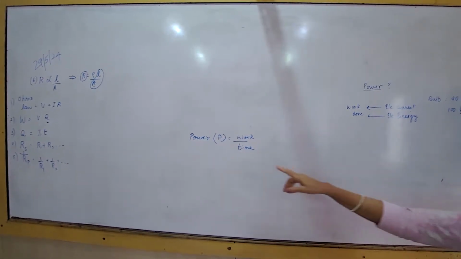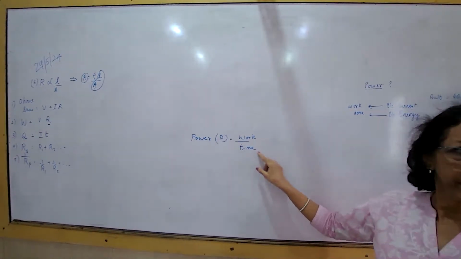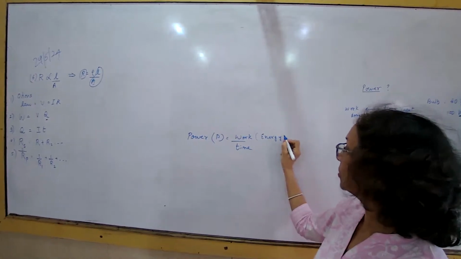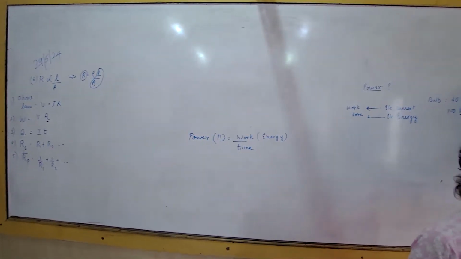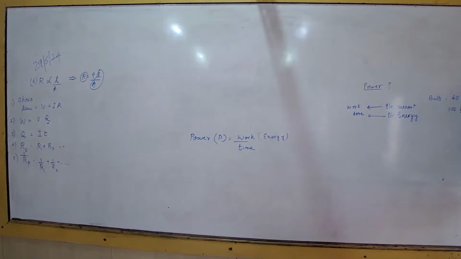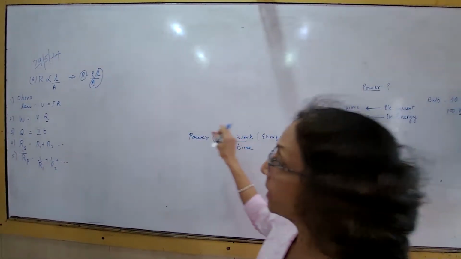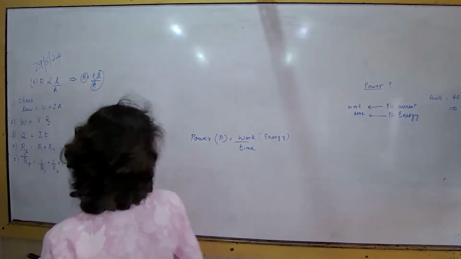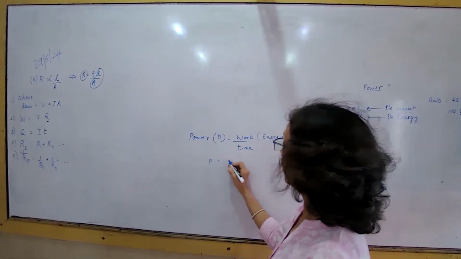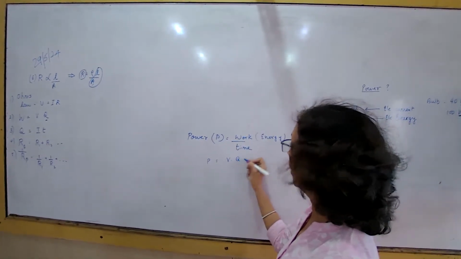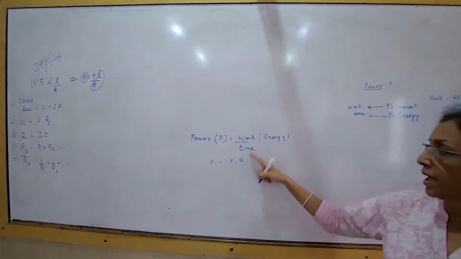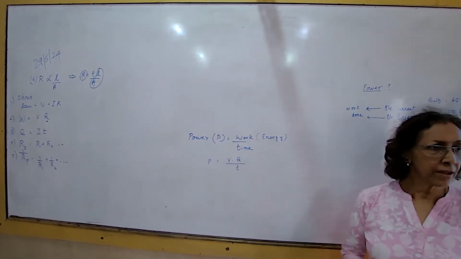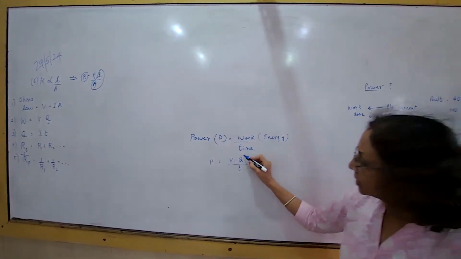We have seen that power is equal to work upon time. Now here we have also seen that work is nothing but we can talk in terms of energy also. Now what type of energy? We have said it is the work done. We go back here. W is equal to V into Q. So I substitute the same thing. Power is equal to V into Q, which is your work done upon time. Is that okay?